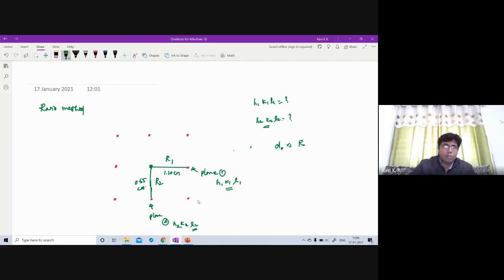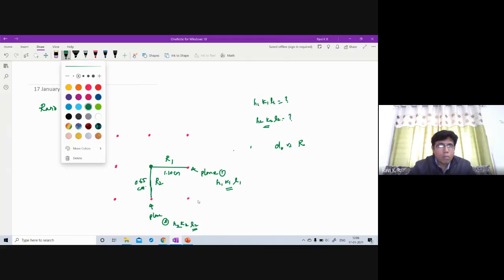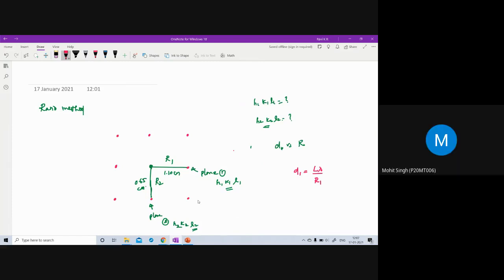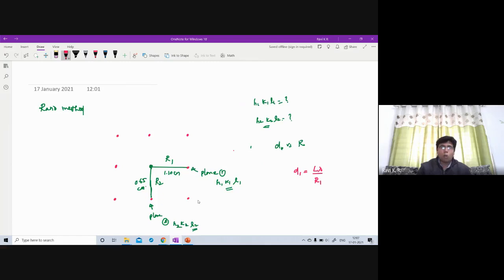In a previous problem that we have seen, what is the relationship between D versus R? D is equal to L lambda by R, correct? That means D1 is equal to L lambda by R1. In a similar way, as I told you, this is your constant. So in that case, D2 must be L lambda by R2.